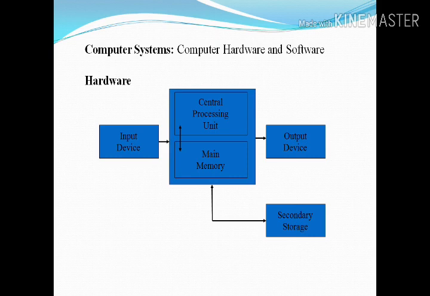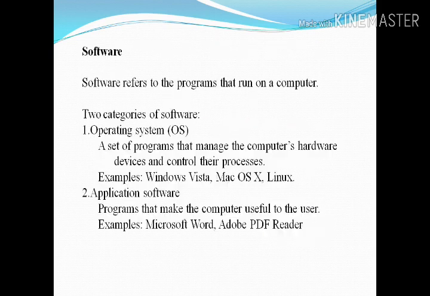Let's start the lecture. Computer system. A computer system consists of hardware and software. Here the block diagram of digital computers is given. The input device, central processing unit, and main memory part will process and give you the output.